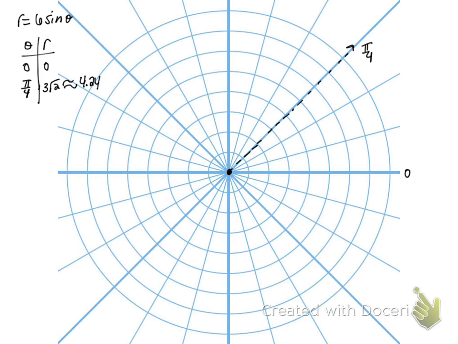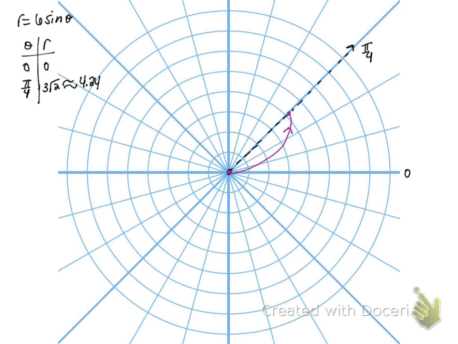Well, let me actually do the graph in purple. So let me mark my original point at the pole here. And then I want to do pi/4, and then my r is 4.24. So let's see, 1, 2, 3, 4 circles out, and then a hair more would be about here. So far, this is what I have.